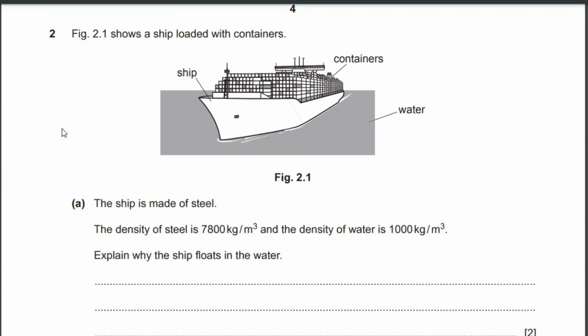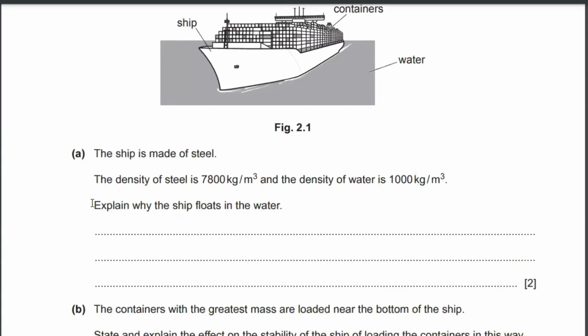Figure 2.1 shows a ship loaded with containers and it is traveling on seawater. The first question is, the ship is made of steel. Now, we know steel is much more dense, about 7,800 kilograms per meter cube, and it is floating on seawater, which has a density of about 1,000 kilograms per meter cube. Now, we know if something is much more dense than water, it will sink. But in this case, it is floating.